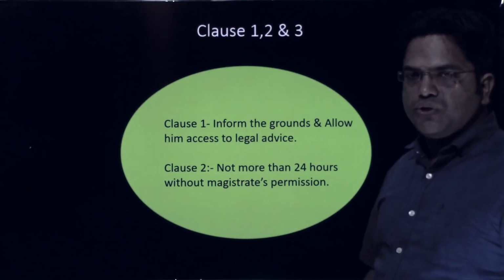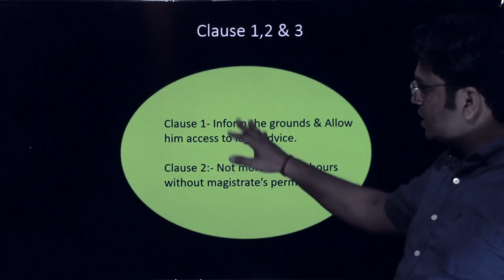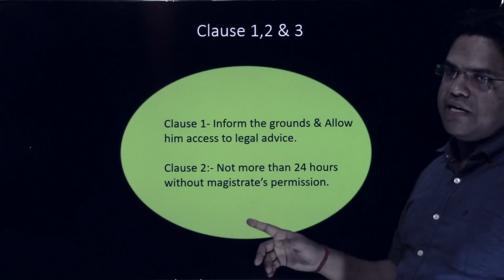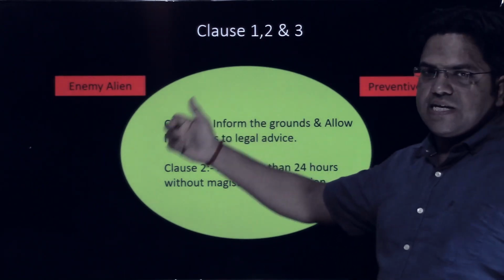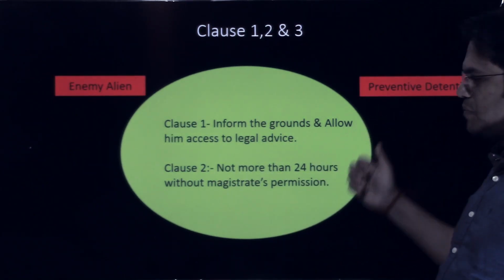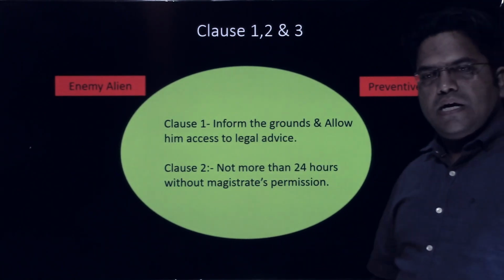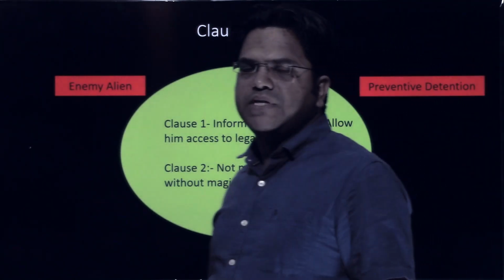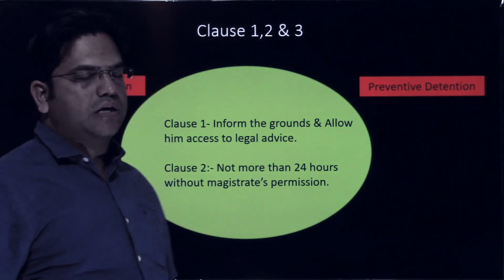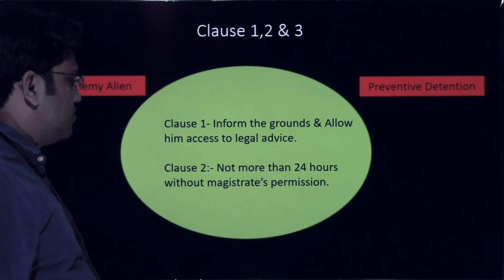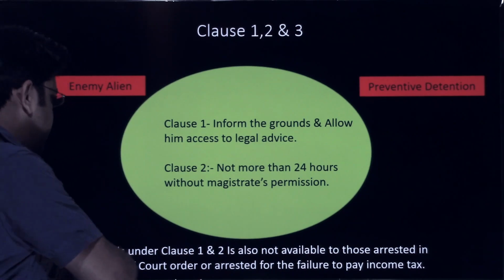So clause 3. What are the categories of people who cannot enjoy these rights? That has been dealt with in clause 3. These are enemy aliens and those arrested under preventive detention, who do not enjoy these rights. There are other areas as well in which the safeguards mentioned under these two clauses are not available, and this is the area.